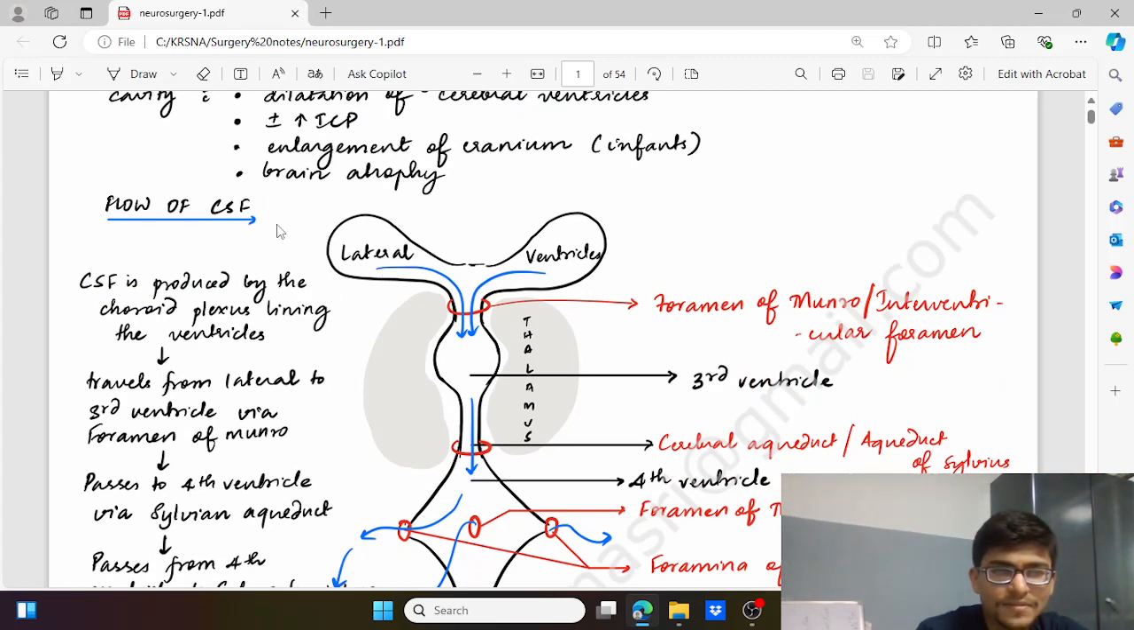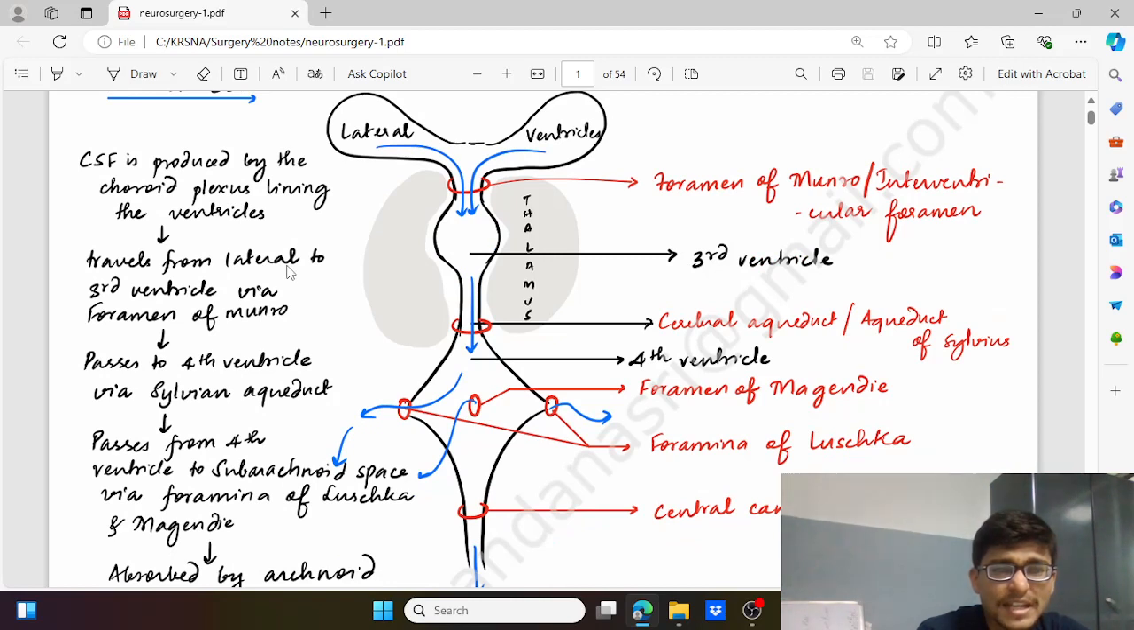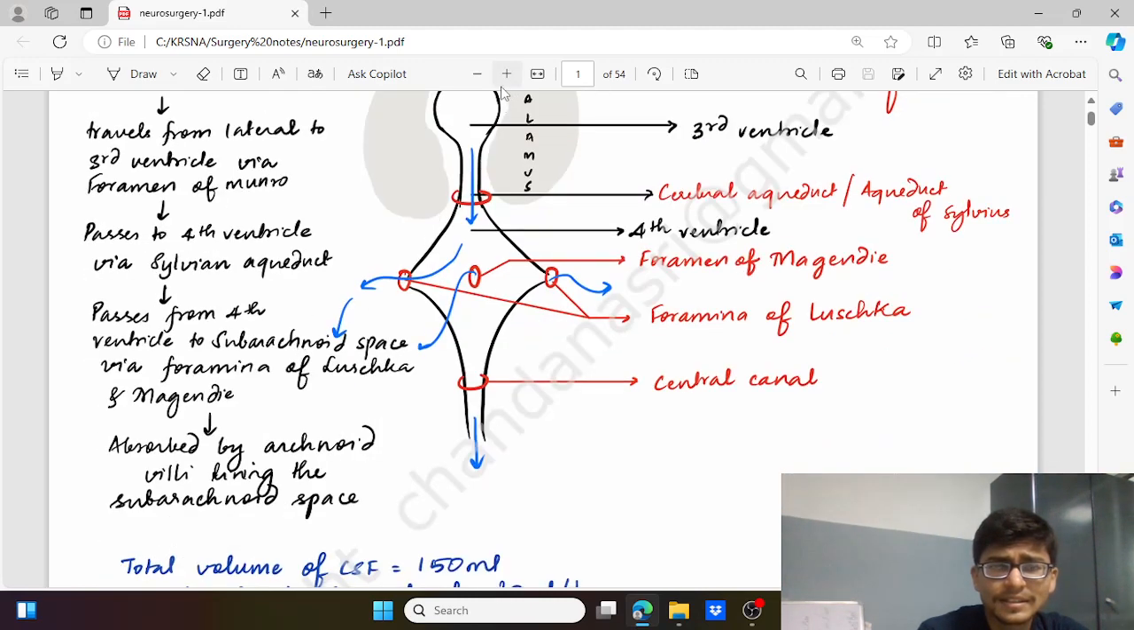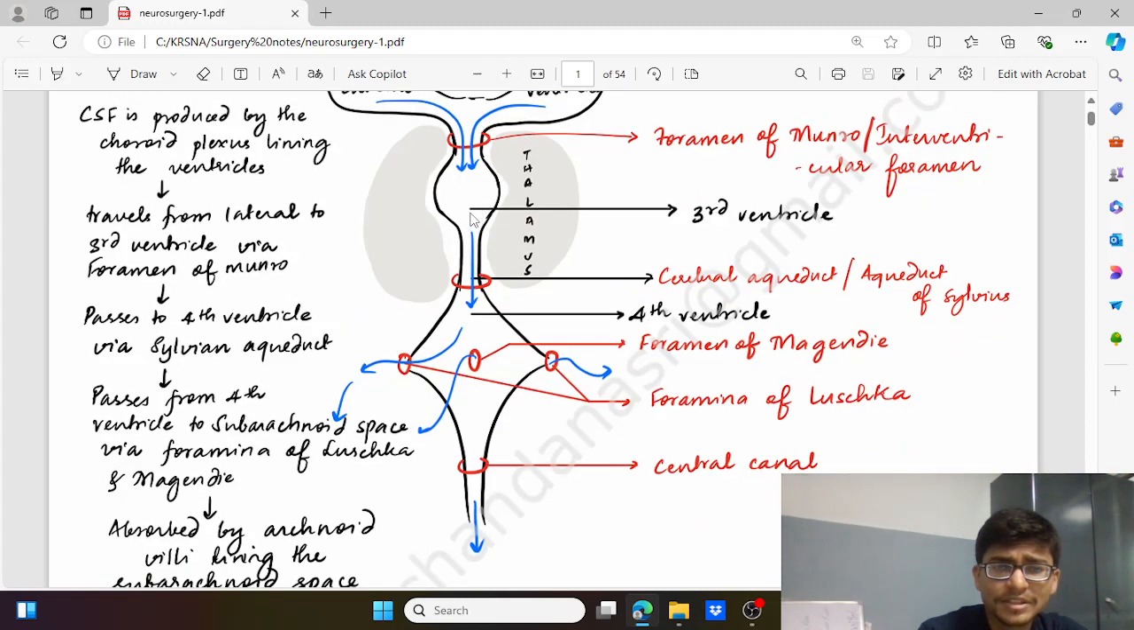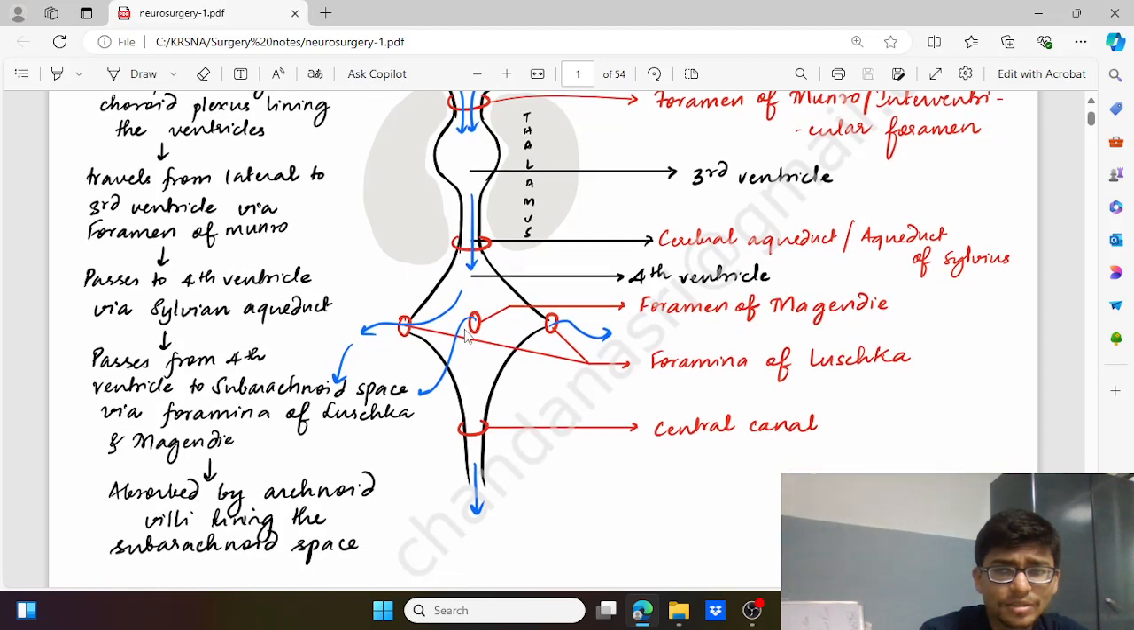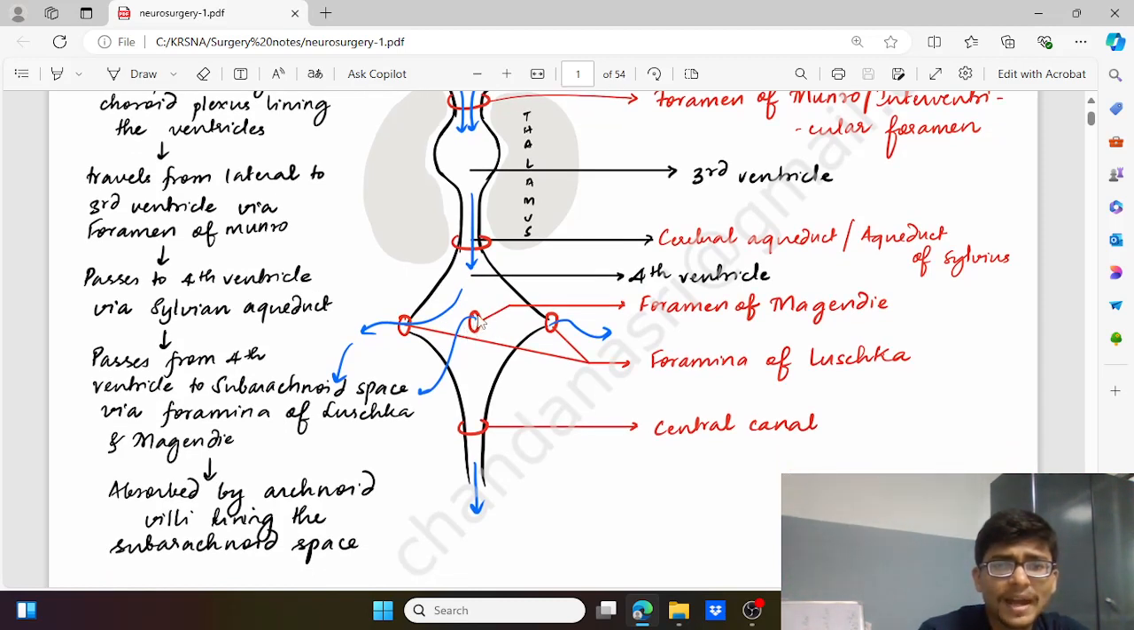Now we'll see the physiology of CSF, how the CSF flows. CSF is produced by the choroid plexus which lines the ventricles. These are the two lateral ventricles, which are connected to the third ventricle through the interventricular foramen of Monro. Surrounding the third ventricle is the thalamus, and from the third ventricle it goes to the fourth ventricle through the cerebral aqueduct of Sylvius. Then from the fourth ventricle to the subarachnoid space via the foramina, which are the foramen of Magendie, which is in the midline, and the foramen of Luschka, which is on both sides laterally.